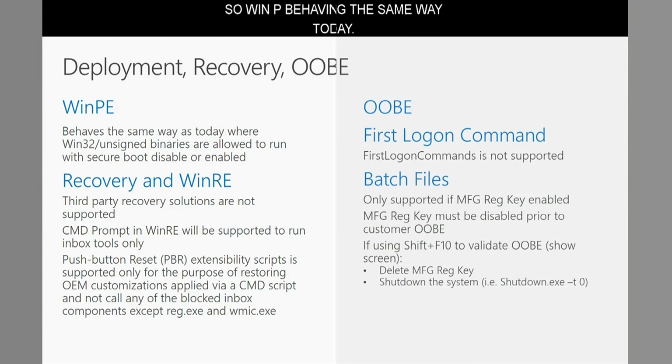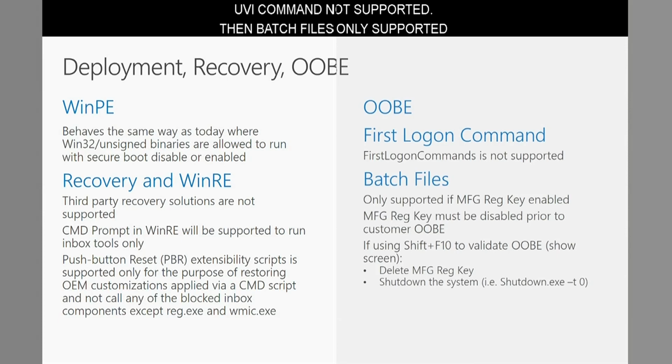And then recovery in the WinRE, important thing here, the third-party recovery solutions are not supported. The CMD prompt in our WinRE will be supported to run inbox tools only. And PBL extensive script is supported only for the purpose of restoring OEM customization, applied via CMD script and not calling any of the blocked inbox components, which I just showed you. And the UBI first logon command is not supported, and batch files are only supported if a manufacturing registry key is enabled. And the manufacturing registry key must be disabled prior to customer UBI.